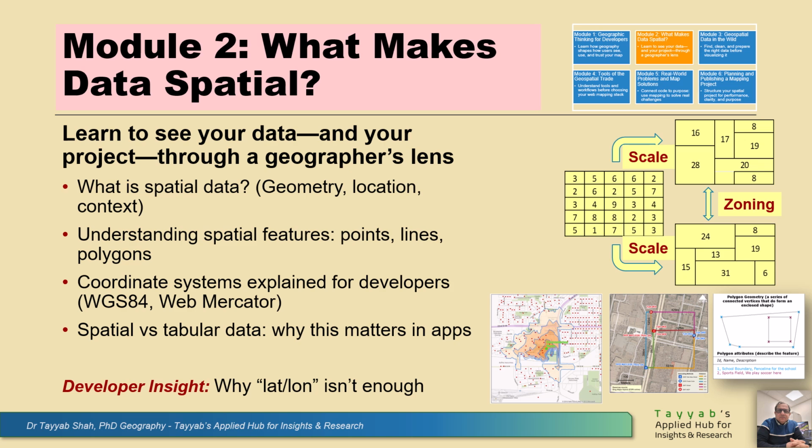Second module is about spatial data and learning to see your data and your project through the geographer's lens. What is spatial data, geometry, location, understanding different types of feature types, coordinate systems, and tabular data versus spatial data, so different types of data. You need to think a little bit beyond latitudes and longitudes and understand the different relationships between the spatial data as well.